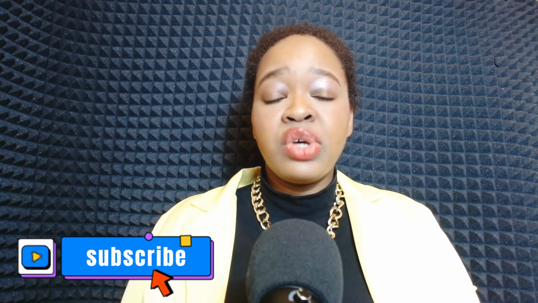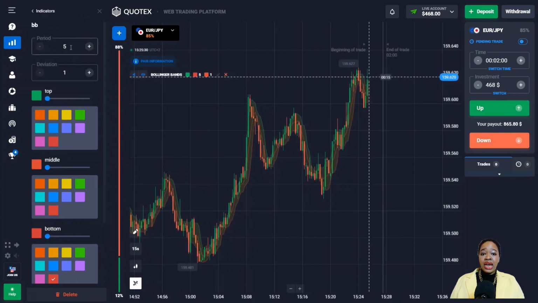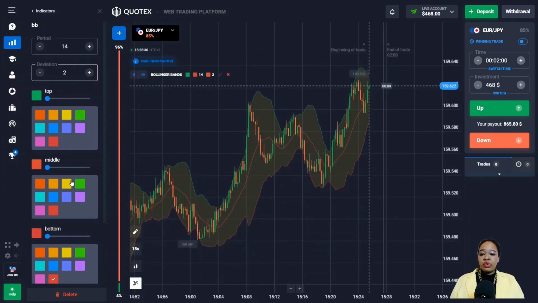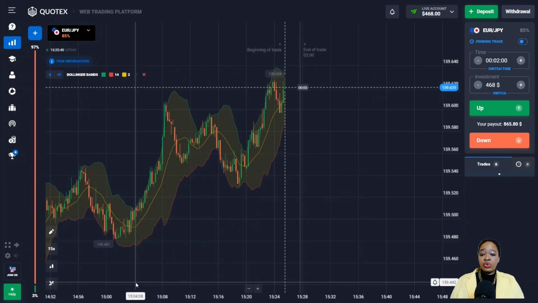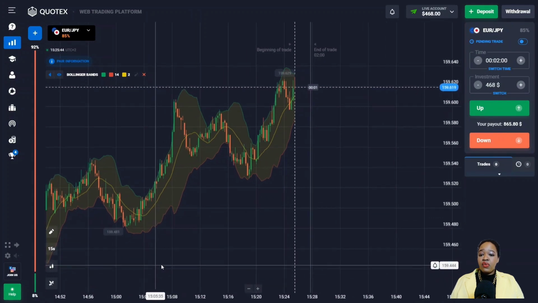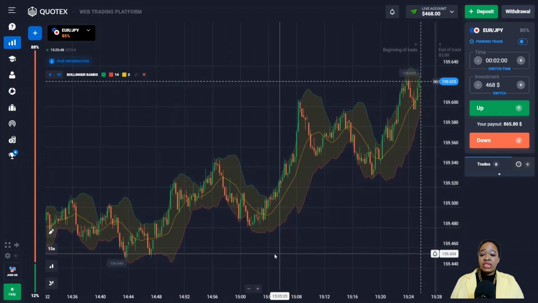So let me show you how to activate this indicator and use it in your trades. So to add this indicator to the chart, I'm going to click on the button at the bottom of the screen, and I'm going to select the Bollinger Band indicator among the tools. First, you need to set up the indicator. So here I'm going to change the upper indicator to 14, and I'll change the lower one to 2. And I'm also going to change the color of the moving average to yellow for convenience. So such settings are very optimal when you're setting up this indicator.